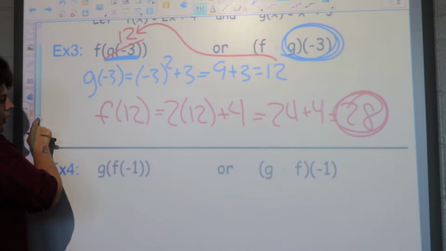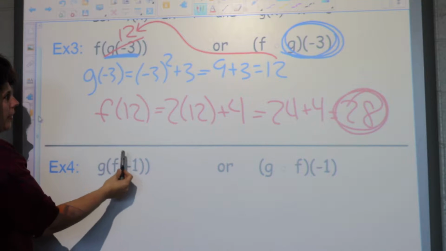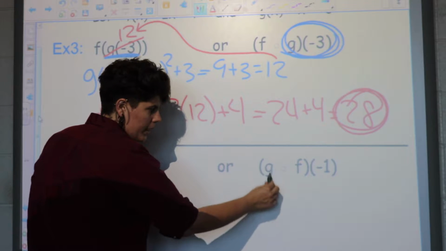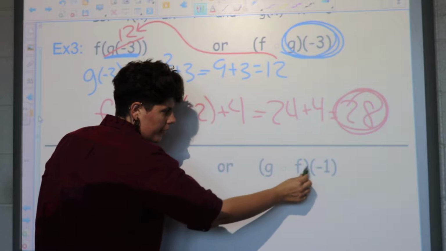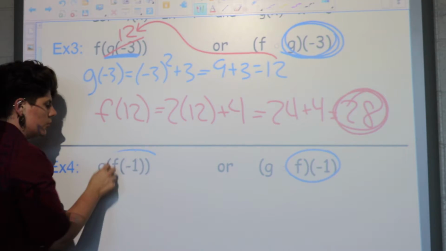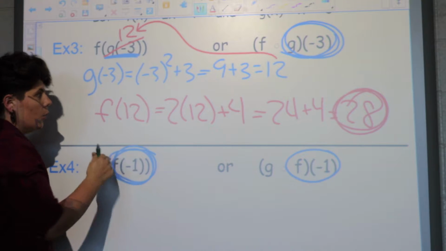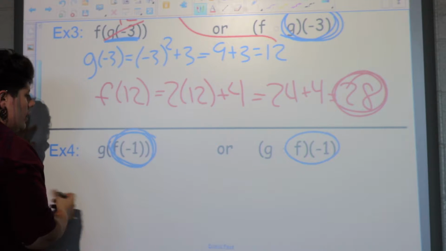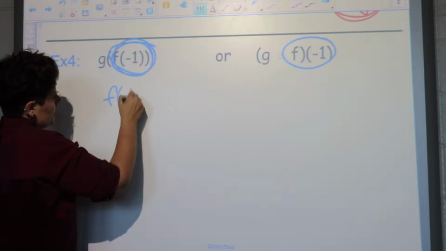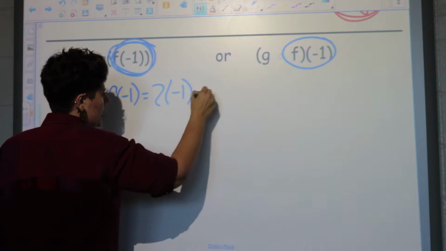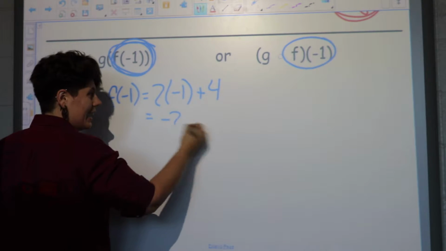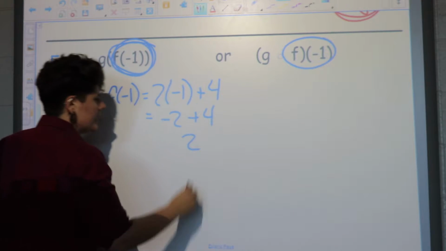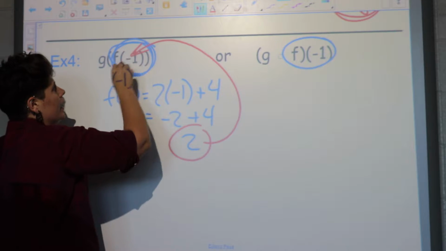So, next up, we have g of f of negative 1. In the same way, always start with what is closest to the number. I can find out what f of negative 1 is. So remember, my f function is 2x plus 4. So I know that f of negative 1 is going to equal 2 times negative 1 plus 4, which gives me negative 2 plus 4, which is 2. So now, I'm going to take my 2 and I'm going to plug it in.